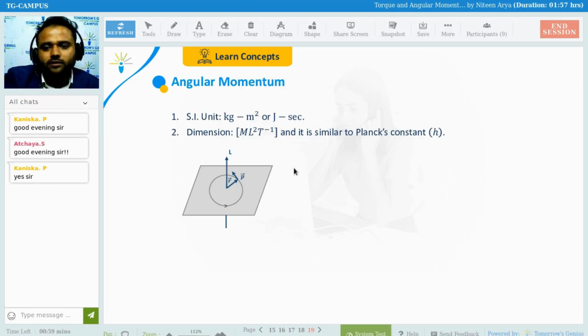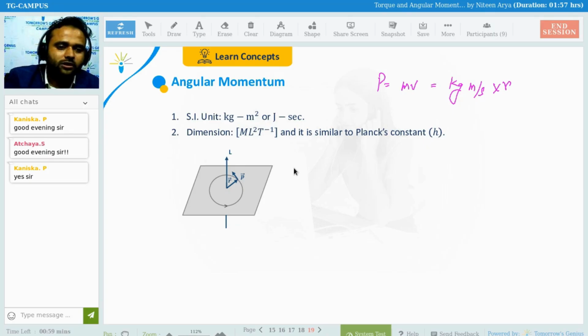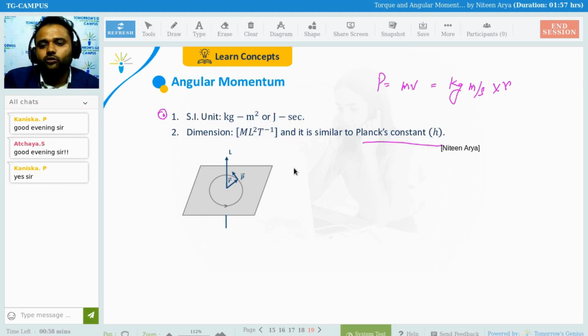Moving ahead, as we know, momentum P is mass times velocity, that is kilogram times meter per second, and I'm multiplying by R also. So that is kilogram meter square per second. Clear? That is also joule into second. The dimension is M L squared T to the minus 1, and that is very easy. It is similar to the Planck constant h. Angular momentum is similar to the Planck constant.